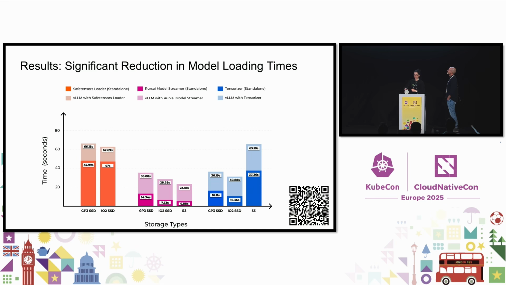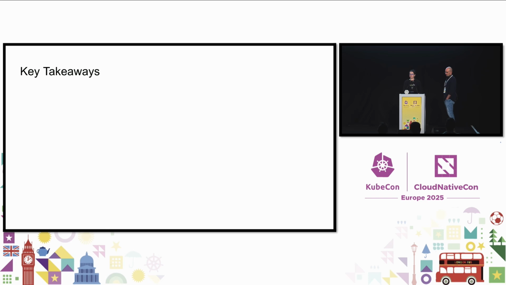So the 2 main things that we checked are standalone loaders, the safe tensors loader, Run AI Model Streamer, and Tensorizer, and how long it takes for them to load a model from storage to GPU. And then we also checked how much time it takes to boot the engine and load the model with VLLM. So these are the 2 things that we checked out. And as you can see, we see quite some improvements with Run AI Model Streamer. And I want to share the key takeaways right now that we learned throughout these experiments.